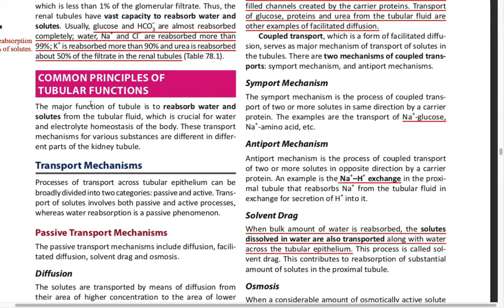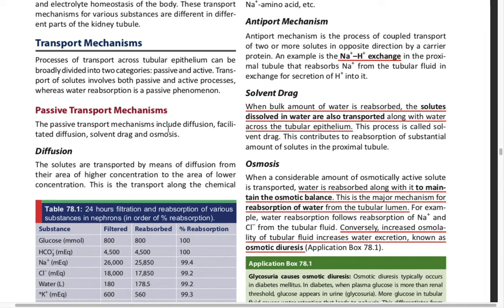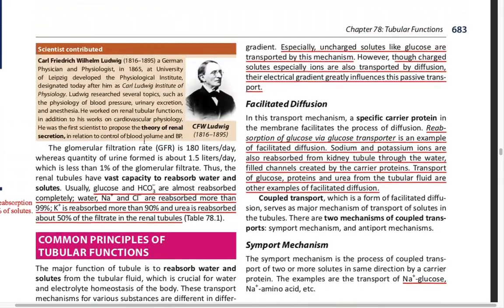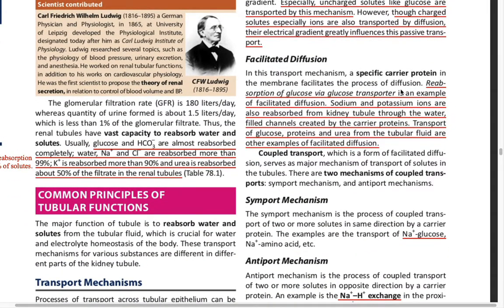In the common principles of the tubular functions, the transport mechanism, there are two types of transport mechanism: the passive transport mechanism and the active transport mechanism. In the passive transport mechanism, we see diffusion, we know the definition, and in diffusion, especially uncharged solutes like glucose are transported by this mechanism. Though the charged solutes, especially the ions, are also transported by this diffusion, their electrical gradient greatly influences this passive transport. Then comes the facilitated diffusion. Reabsorption of the glucose by the glucose transporter is an example of this facilitated diffusion.